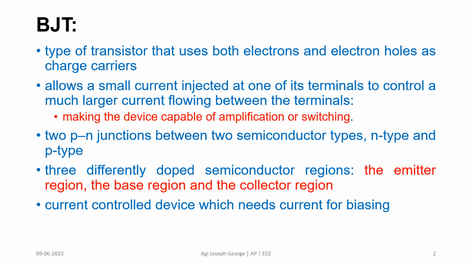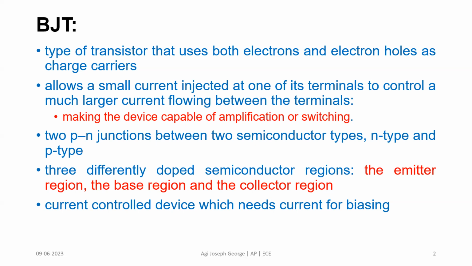What it does is it allows a small current injected at one of its terminals to control a much larger current. That small current is injected at the terminal known as the base, to control a much larger current flowing between the main terminals, which are the collector and the emitter. Source and drain are for the JFET and the MOSFET.